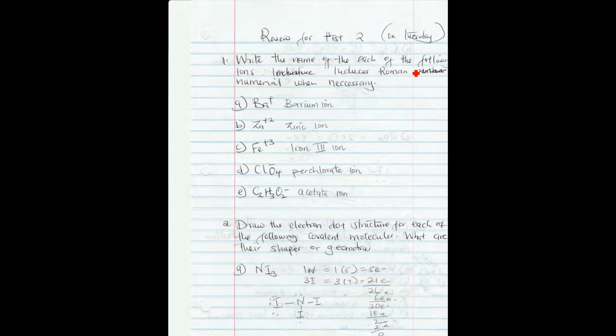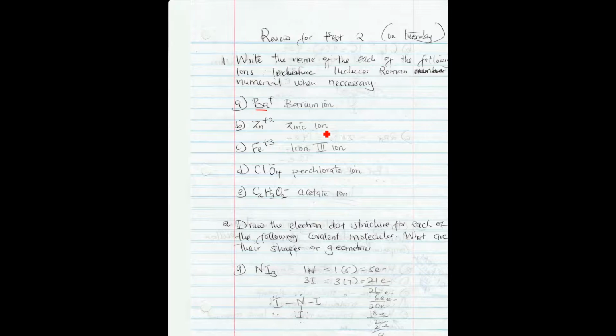Write the name of each of the following ions. Include Roman numerals where necessary. So barium here is shown to have a plus charge, so that's a barium ion. Ba is barium, and it's an ion because of the charge.